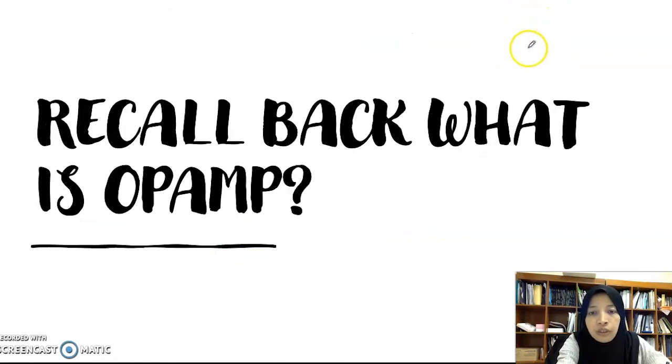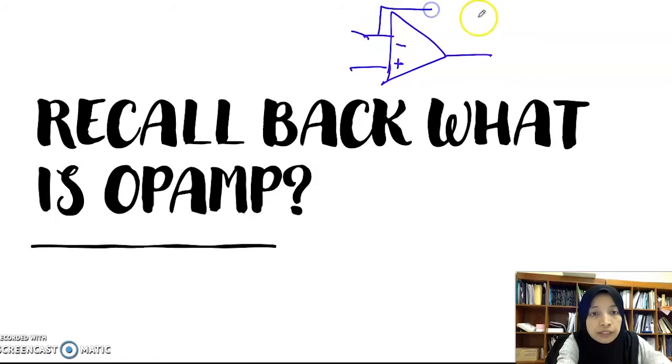Let's recall what an op-amp is. It's a triangle, and how many inputs do you have? 2 inputs and only 1 output. One is inverting, another one is non-inverting. In order for you to design this op-amp, you need to have a feedback. Your feedback needs to be at the inverting input, and you need to add a resistor we call RF.